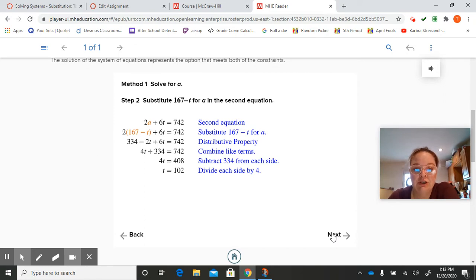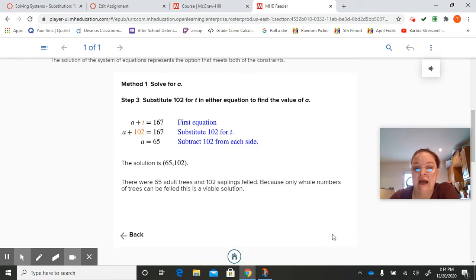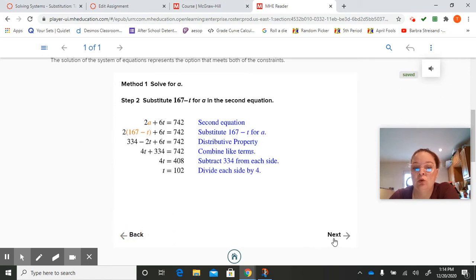Okay, so we distribute our 2 and we get 334 minus 2T plus 6T equals 742. Combining our like terms, we get 4T plus 334 equals 742. Subtracting 334 from each side, we get 4T equals 408. And dividing by 4 on each side, we get T equals 102. What this means is that there were 102 saplings planted.